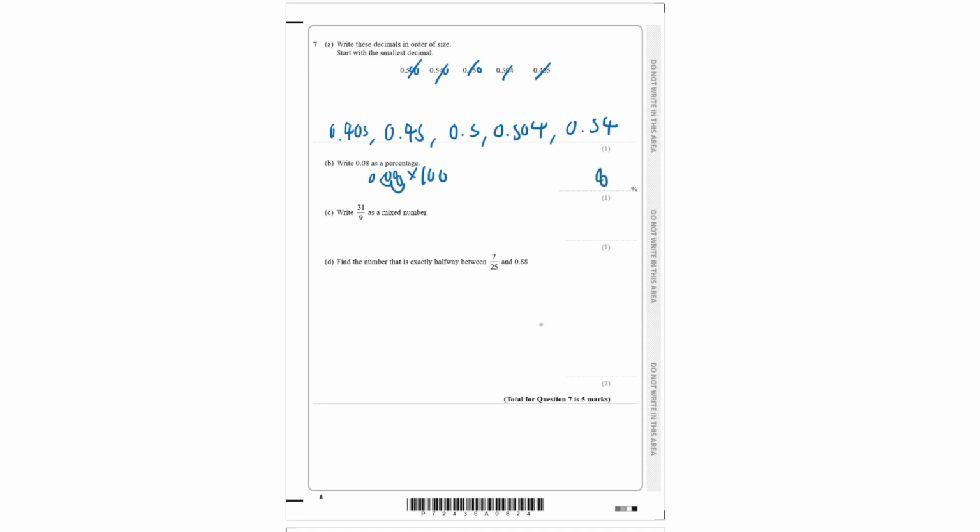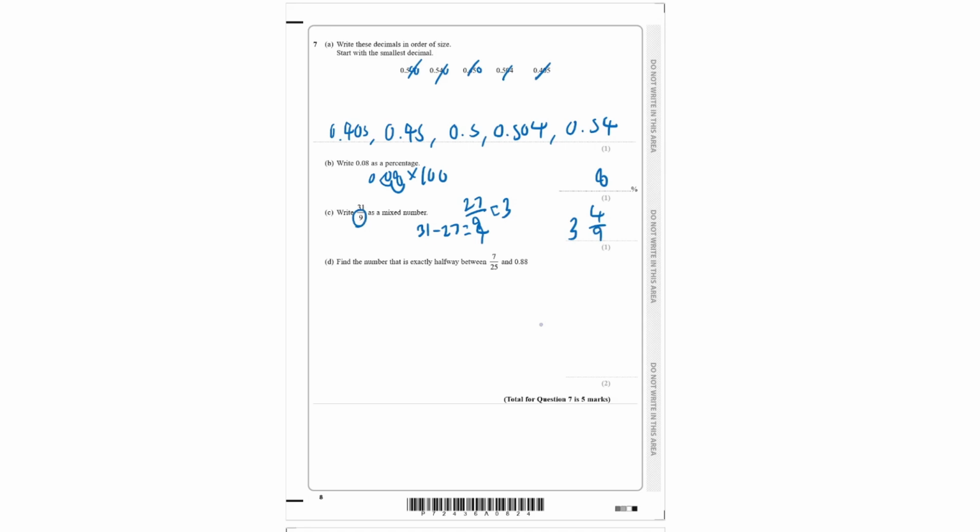Write 31 over 9 as a mixed number. We have to find the highest multiple of 9 just before 31, and that's 27. 27 divided by 9 is 3, so our whole number here is 3. 31 minus 27 is 4, so we write here 4, and we write the same denominator, which is 9.